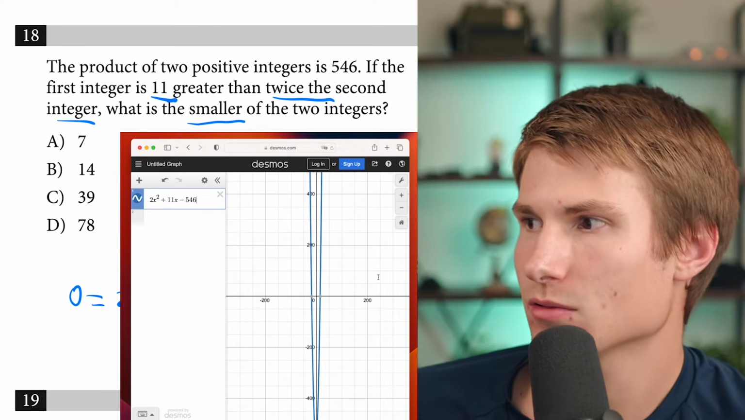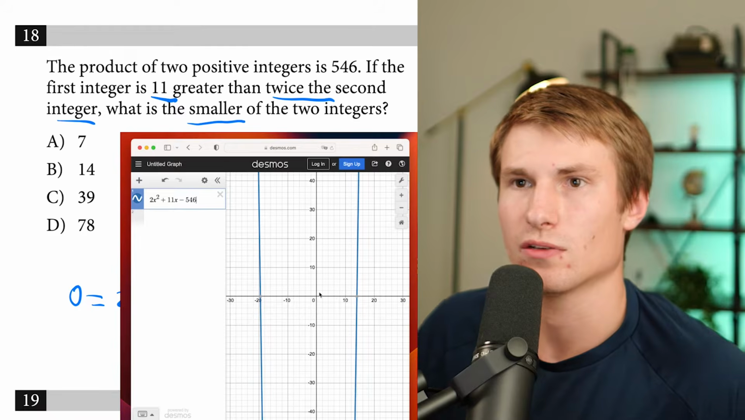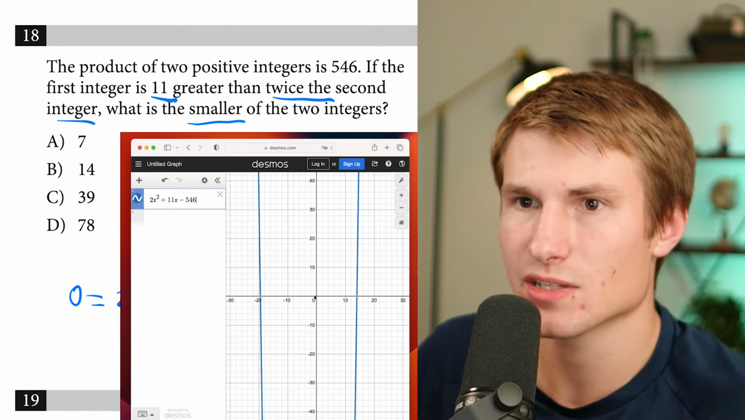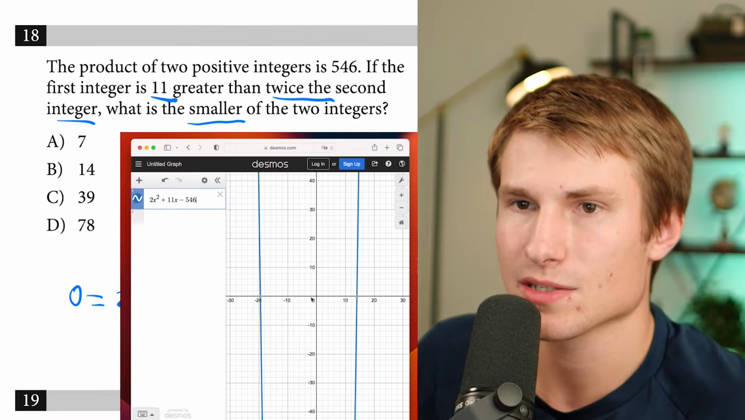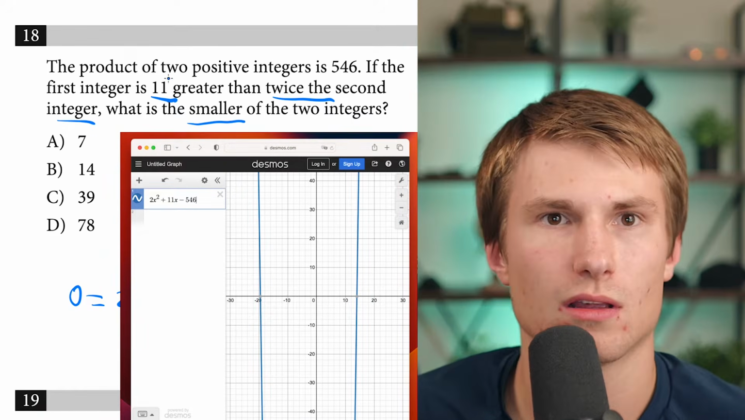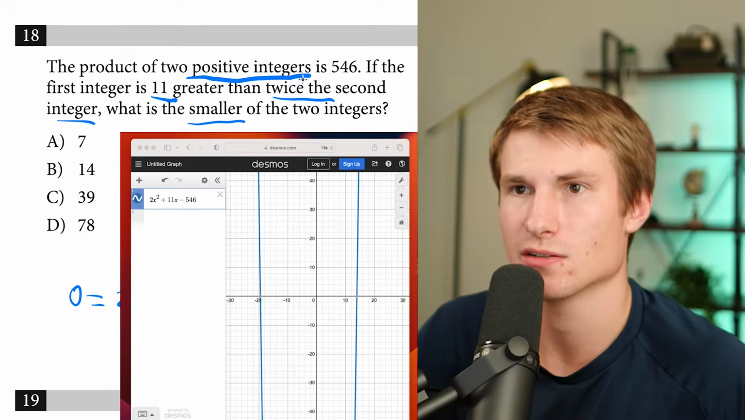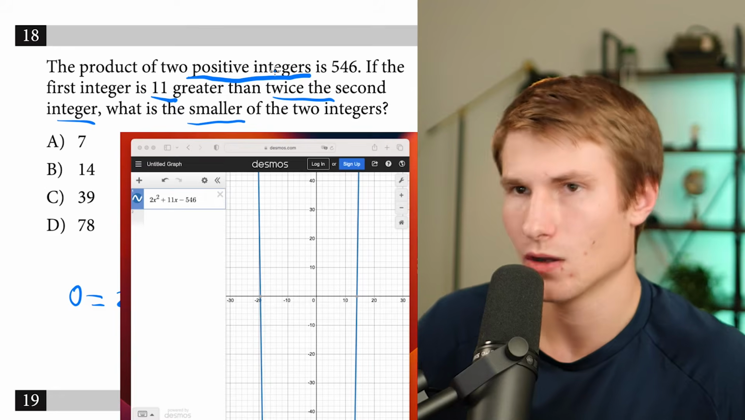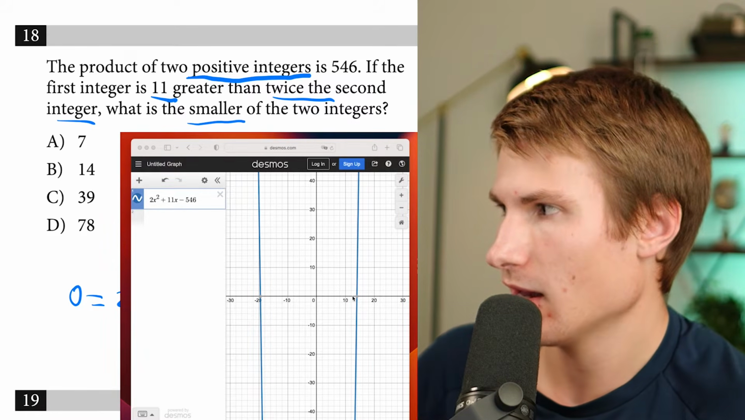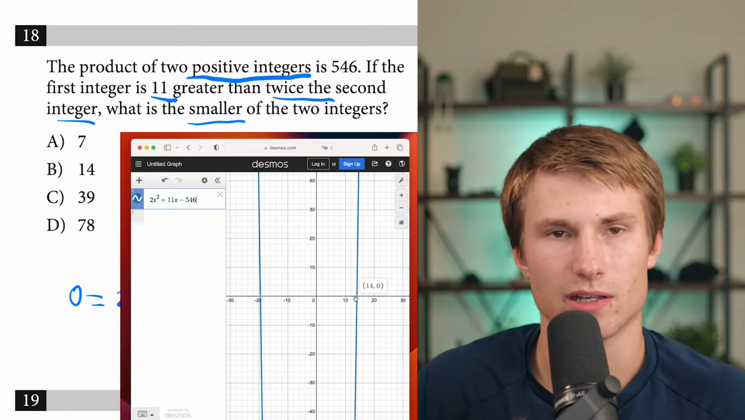Okay, there we go. So now we have these zeros. We are looking for the smaller of the two integers. So this is ultimately going to give us two possible values for s. Now keep in mind that the value of s must be positive, because it's the product of two positive integers is 546. So we need the positive value of s. If we take a look here, the positive value of s is 14. So our answer there would be 14.